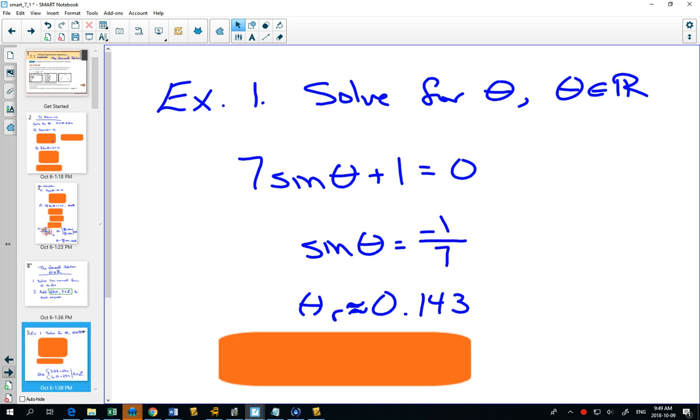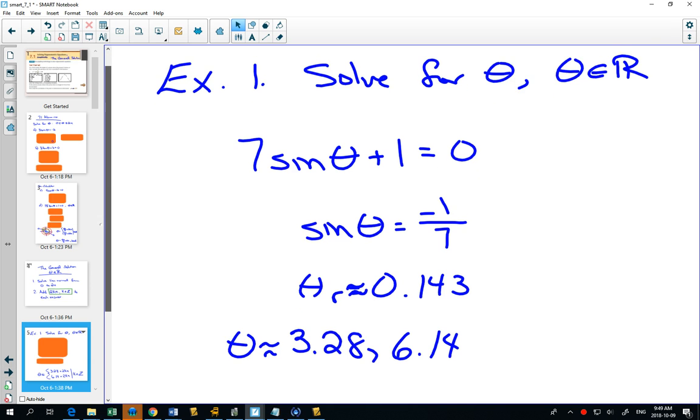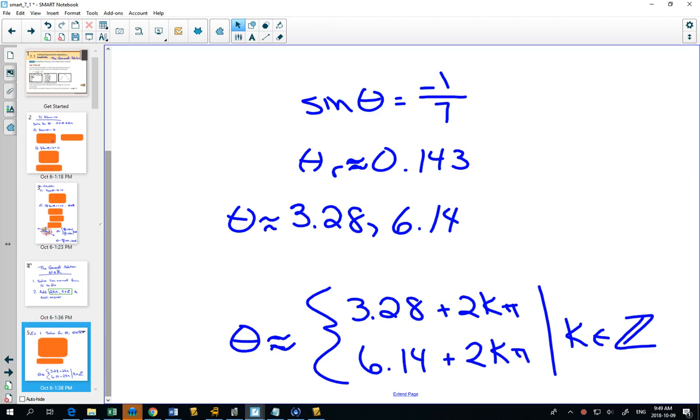So then solving between 0 and 2 pi, well, sine is negative, so it'll be quadrant 3 and quadrant 4. So theta will be 3.28 and 6.14. But that's just step 1 of solving our general solution, right? Step 1 of our general solution says solve first between 0 and 2 pi. And then step 2, after you've found those two, then add 2k pi to each of them, where k is an integer, to list every single angle coterminal with those ones.